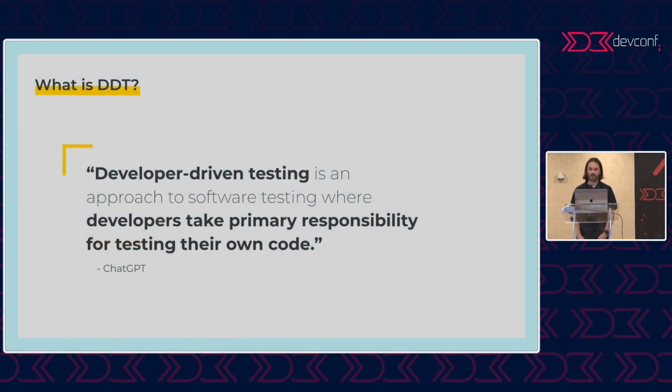Okay, so first question, what is developer-driven testing? It's not something that I made up, but it's also not a very commonly used term. So I found that ChatGPT does know what it is, though, and gave me this really great definition. Developer-driven testing is an approach to software testing where developers take primary responsibility for testing their own code. I really like this definition because it uses the word primary, and it's not saying that developers are the only ones testing, but it does mean that they are the ones taking the lead and responsible for it.